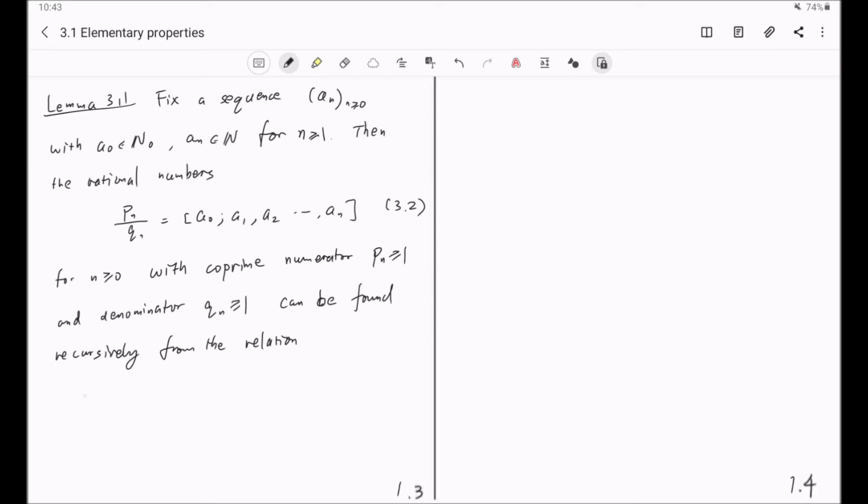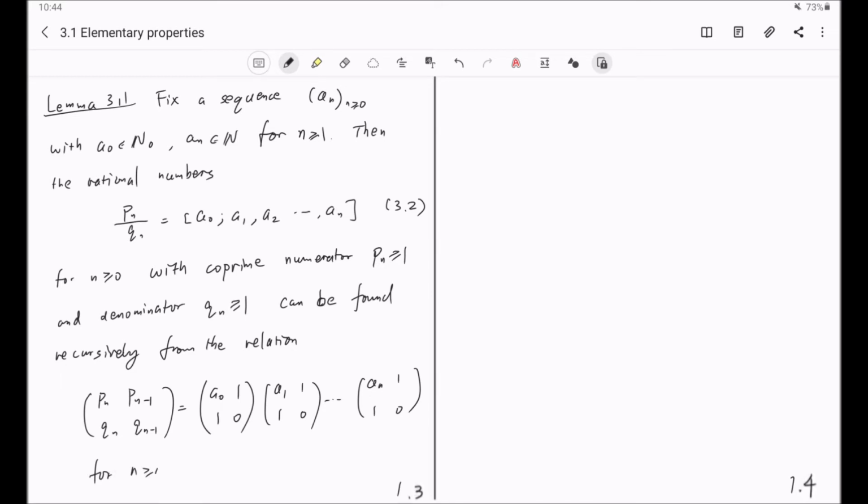This 2 by 2 matrix p sub n, p sub n minus 1, q sub n, q sub n minus 1 is equal to the product. First matrix a0, 1, 1, 0. Second one a1, 1, 1, 0. All the way to a sub n, 1, 1, 0. And this is true for n greater or equal to 0.